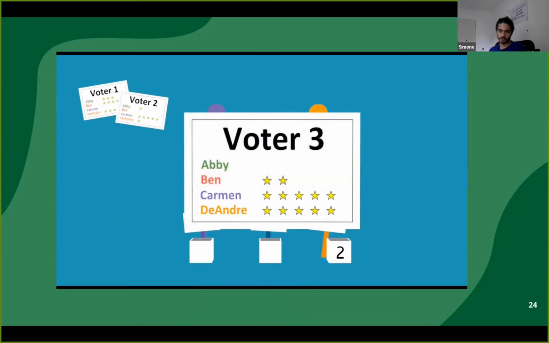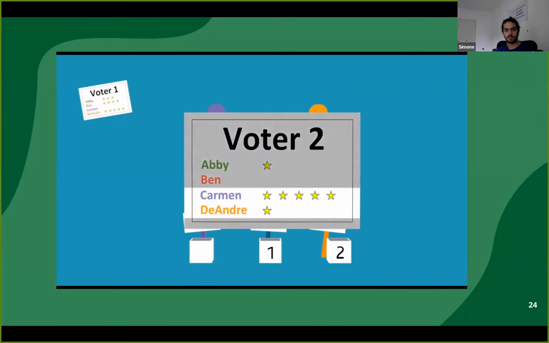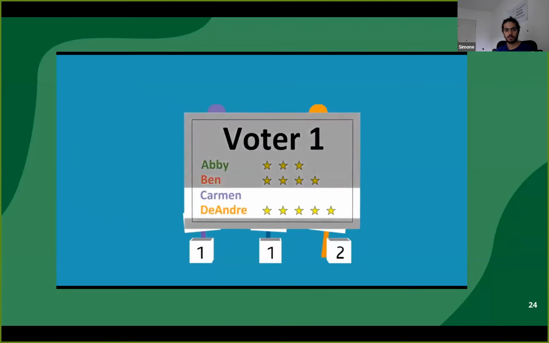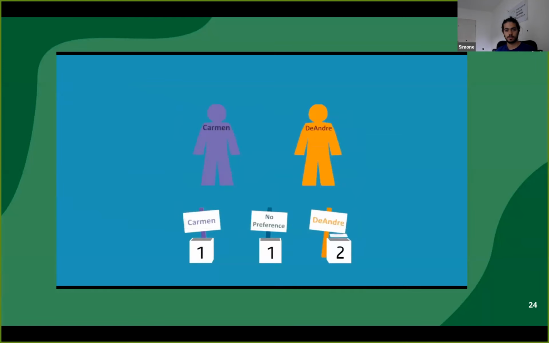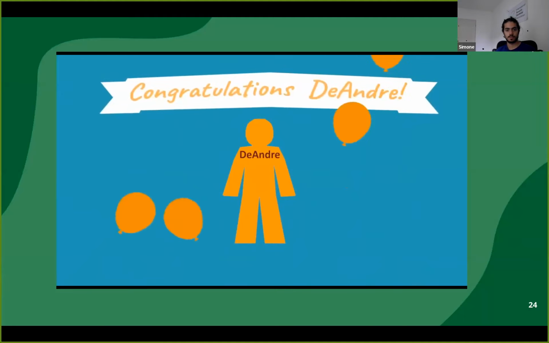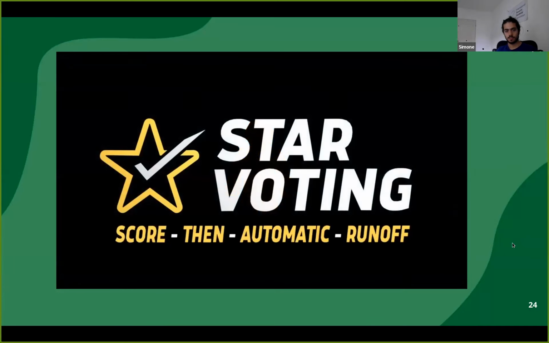Since this voter would be equally happy with either, this ballot is counted as a vote of no preference. This voter preferred Carmen to DeAndre, so this vote goes to Carmen. And the last voter preferred DeAndre to Carmen, so this vote goes to DeAndre. Regardless of the scores given, each ballot ultimately counts as one vote. DeAndre wins. DeAndre was in the top 2 highest scoring candidates, and he had the greatest number of voters prefer him over Carmen. Star voting measured how strongly voters liked DeAndre and also how many voters supported him. So to recap, STAR stands for score, then automatic runoff. And that's exactly how it works.